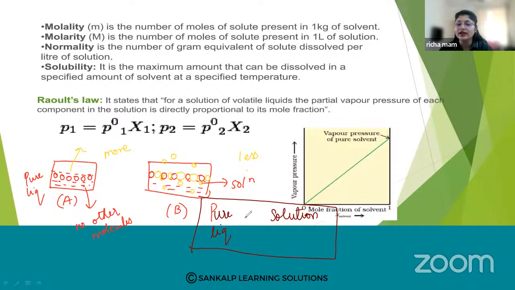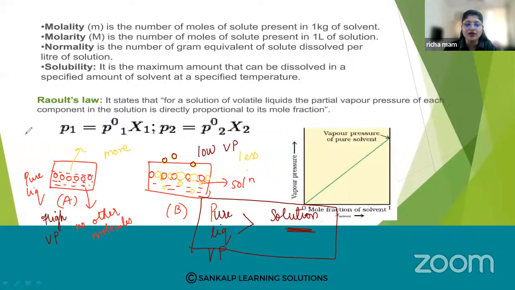So whenever a pure liquid is there, the pure liquid vapor pressure will be more as compared to the solution. So more vapors are formed from the pure liquid. Due to the presence of more vapors, the vapor pressure will be high. In the solution, the vapor pressure will be low because only a small amount of vapors are produced.